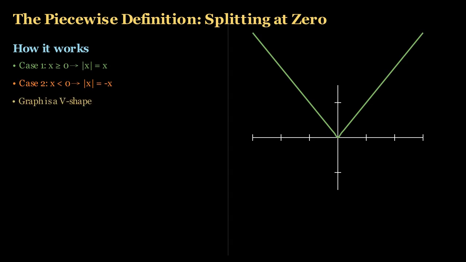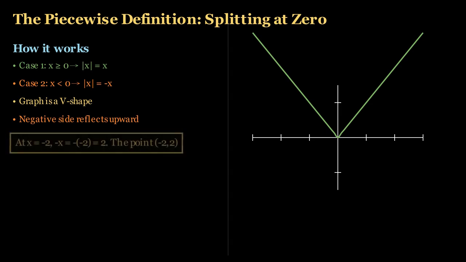Notice that x here is not a negative number, it's the opposite of a negative, which is positive. If we plot this, for positive x, the graph is the line y equals x, going up at a 45-degree angle. For negative x, the graph is the line y equals -x, which goes up to the left. The two lines meet at 0, forming a perfect V shape.